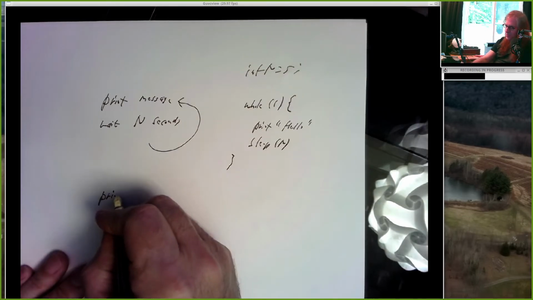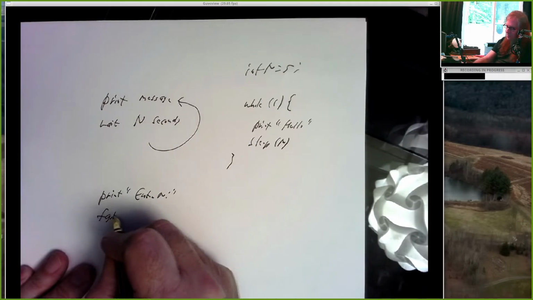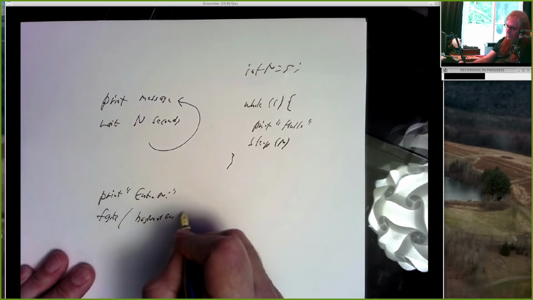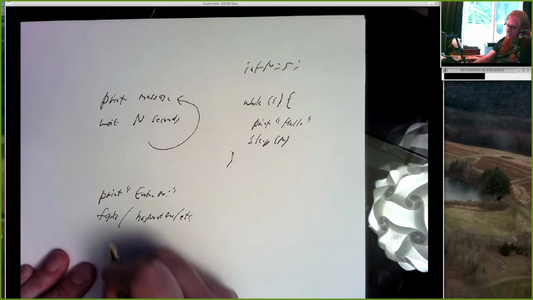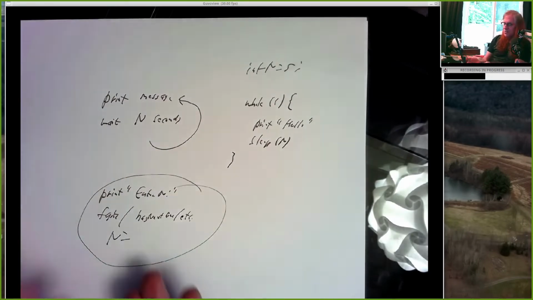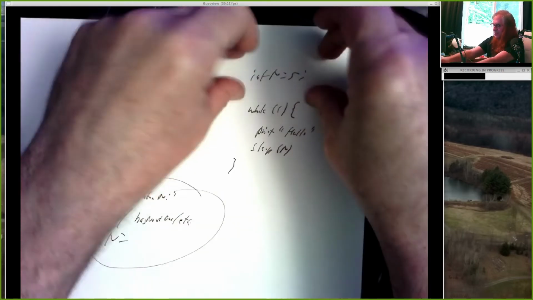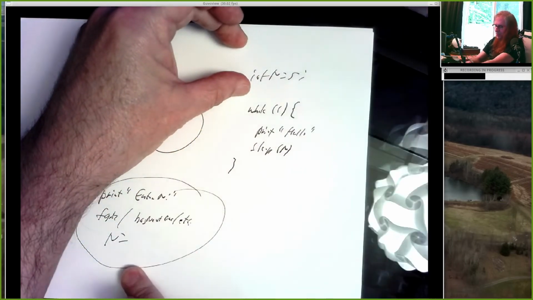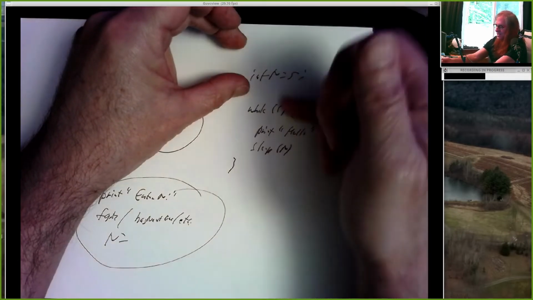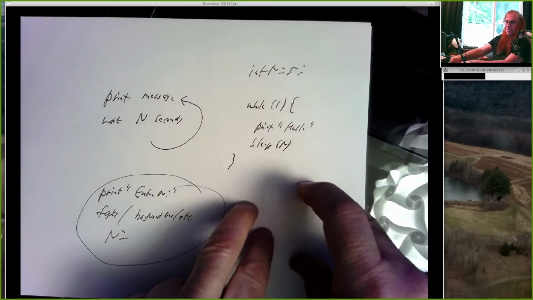I can say print enter n, fgets, or has next line, or whatever, and set n equal to something. But where do I do this? If I take this and I put it up here, this will happen once. The code will ask the user for the value of n, they'll specify it, and then it'll go into this infinite loop. If I do this after the loop, it never gets executed.